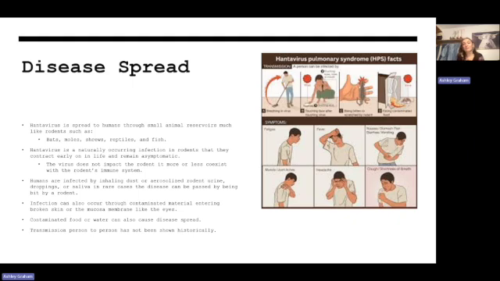Now, I don't think anyone keeps their food intentionally near rodents, but you can get it through contaminated food and water as well. Transmission from person to person has rarely been heard of, but in some research it did say that it can be transmitted through mother to child through breastfeeding. So that's great.